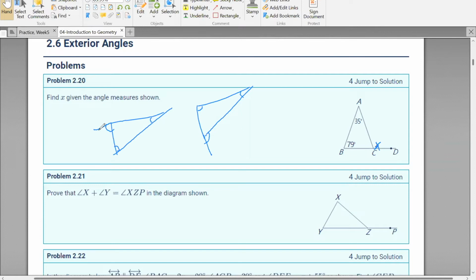Now, what does that mean? So if they are asking for X here, you would say, okay, I would add 35 and 79, which is going to be 114. So 35 plus 79 is going to be 114. So X is going to be 114 because the external angle is going to be the sum of the two remote internal angles. Sum of the two remote internal angles. Okay.